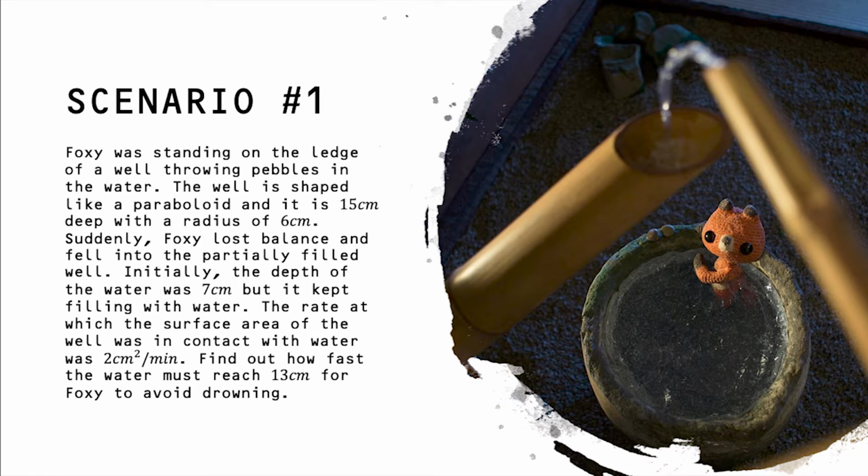The rate at which the surface area of the well was in contact with water was 2 centimeters squared per minute. Find out how fast the water must reach 13 centimeters for Foxy to avoid drowning.